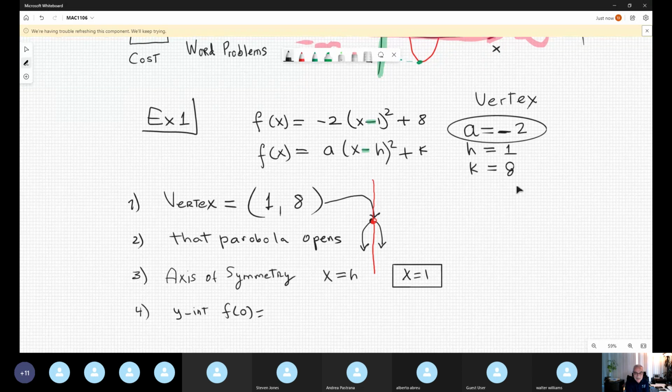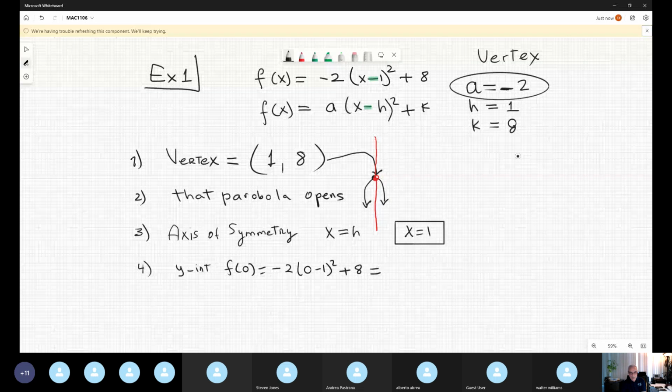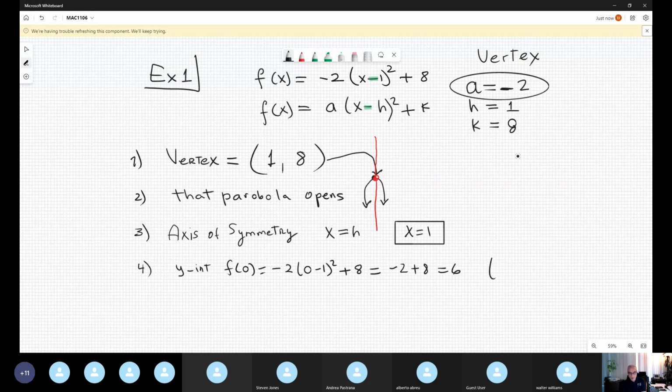You replace x with 0, so -2 times (0 minus 1) squared plus 8. Be careful with the sign. Order of operations, PEMDAS, parentheses first: 0 minus 1 is -1, -1 squared is +1, and +1 times -2 is -2, and -2 plus 8 is +6. Therefore, my point is the point (0, 6).